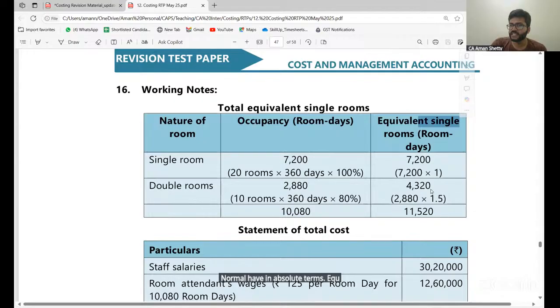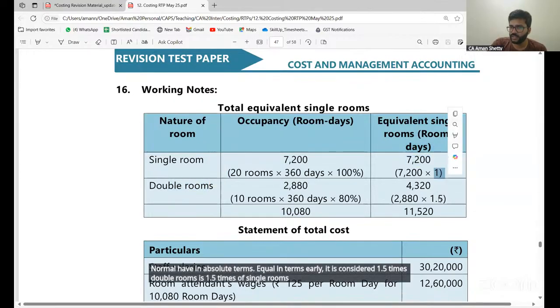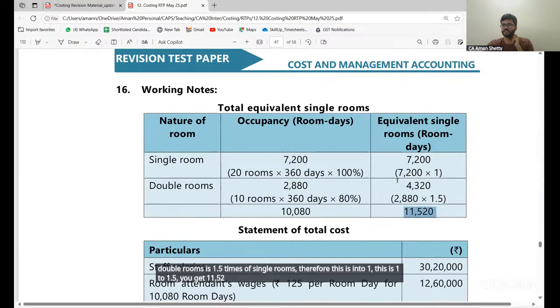In equivalent terms, a double room is considered 1.5 times a single room. Therefore, this is into 1, this is into 1.5. You get 11,520. Any doubts here? All of you, is this clear?